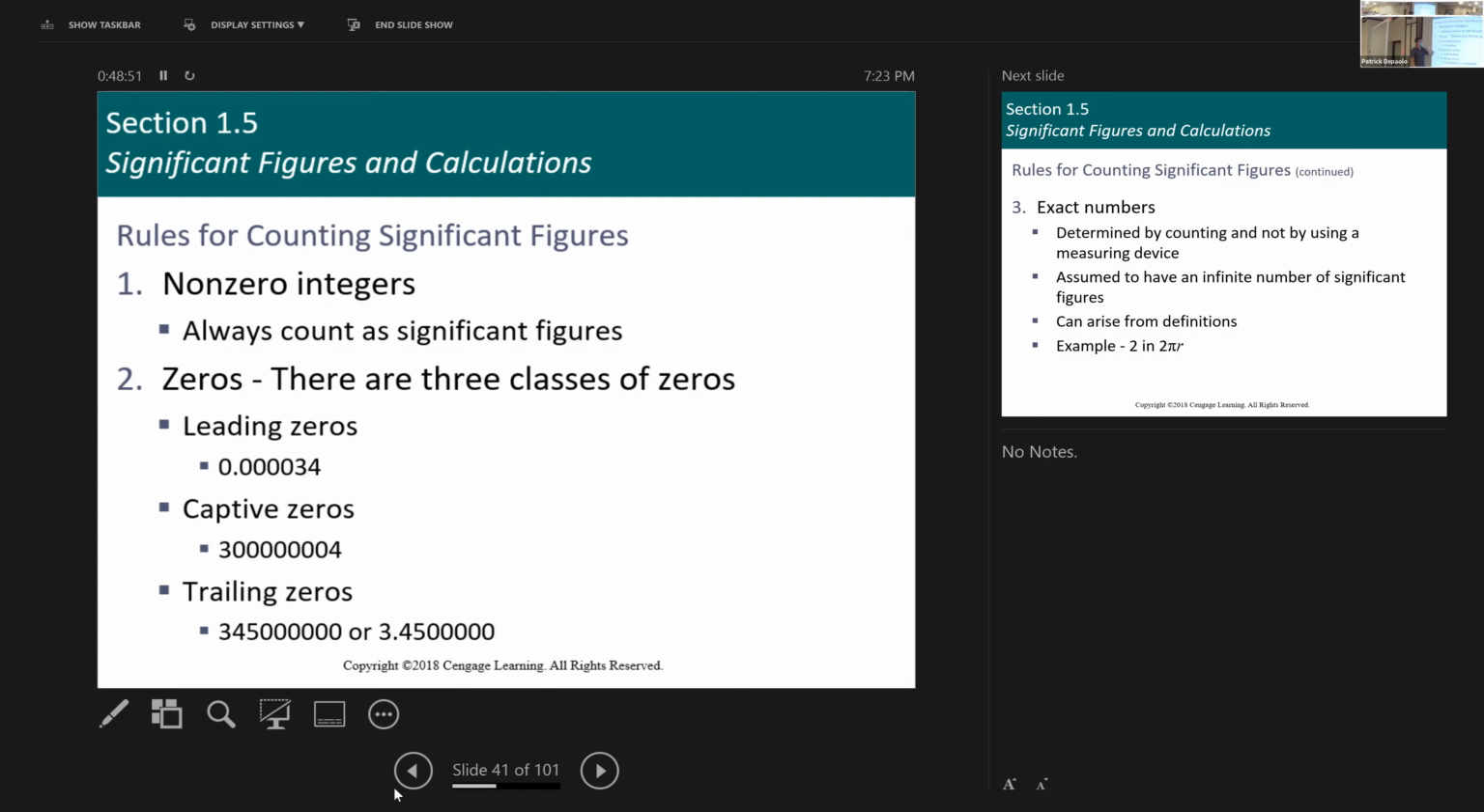Then there are zeros. Zeros are kind of tough because there are 3, actually technically 4 classes of zeros. The first one is the leading zero. The leading zero really acts as a placeholder.